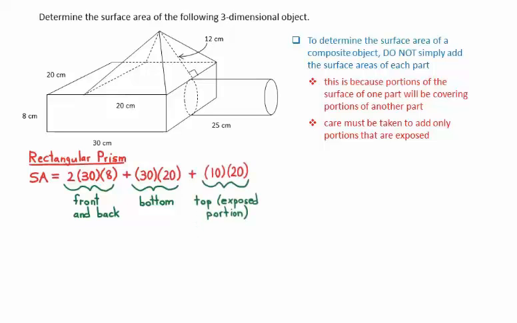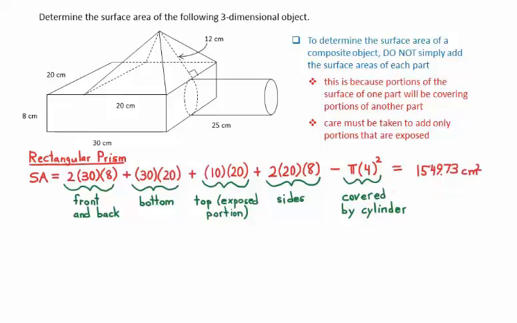We then can look at the top portion, but only the part that is not covered up by the pyramid. This has a 10 by 20 rectangular portion. We then add the two sides of the rectangular prism. Notice that they are both 20 by 8. Note, however, that one of the sides is covered up by the cylinder. We then have to subtract the area of the circle for that cylinder, pi times the radius squared.